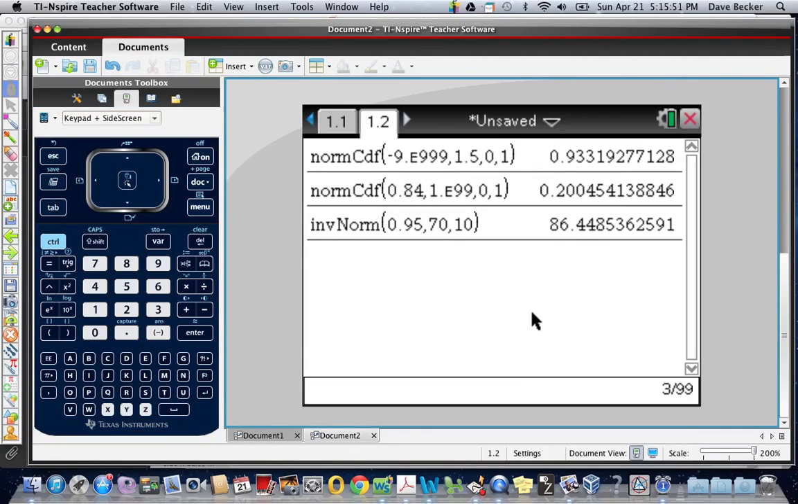So if we have a calculator, it's a lot easier. We don't have to mess around with the conversion or anything. We just plug it right in there.